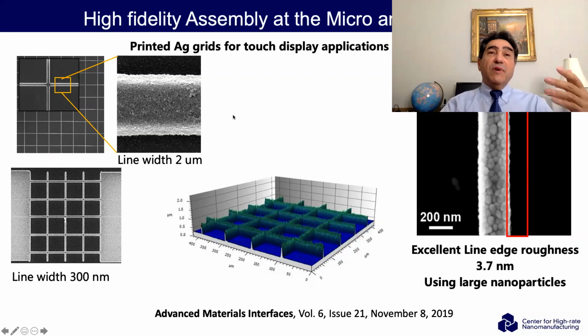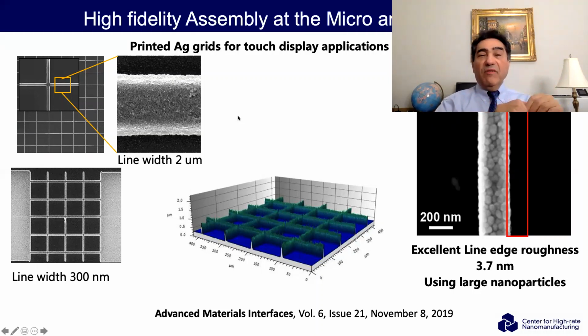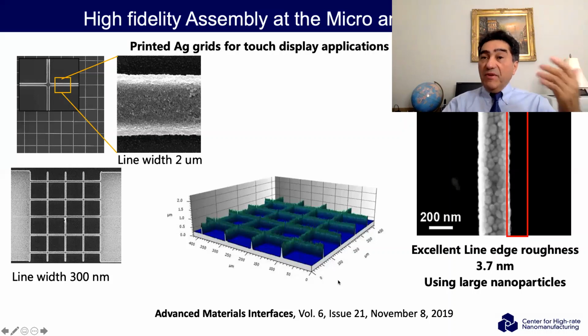And then they said, what about printing the lines at the nanoscale? So they're smaller than the visible wavelength. That means you will not see them. And so we actually showed that you can print 300 nanometer lines, like you see here. And this is what the lines look like. There was some concern about the line edge roughness for these printed structures. You can see the line edge roughness is about 3.7 nanometers. And this is using large particles.